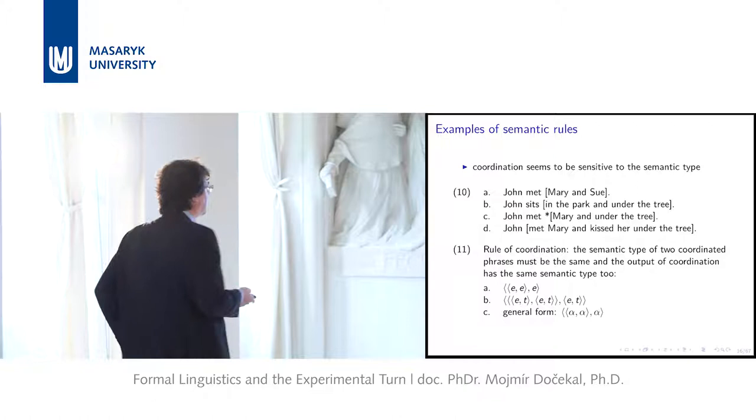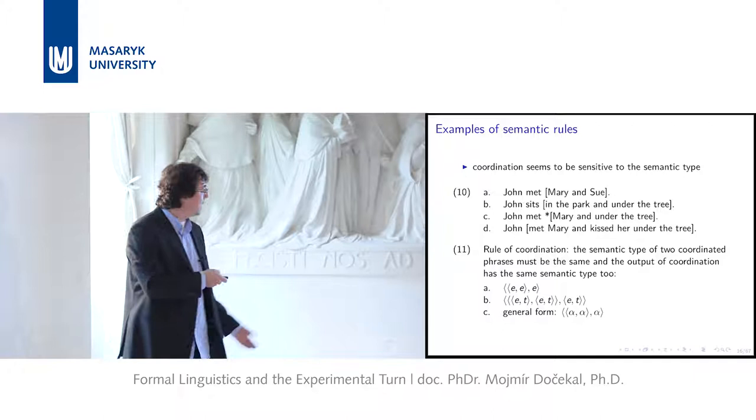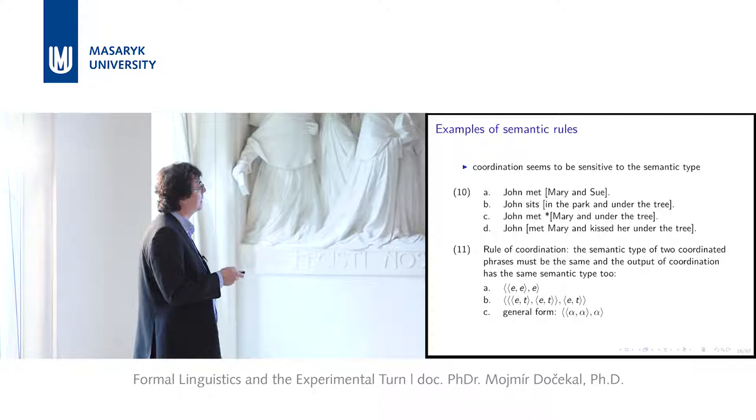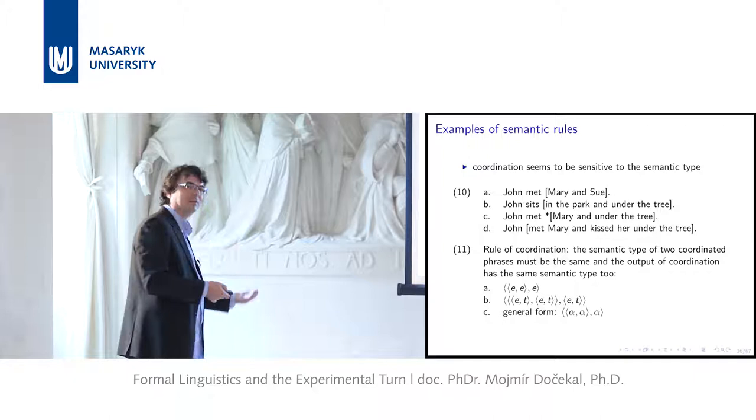And the general form then is something like this. You combine two types of any alpha type, and you get back alpha as the result of the coordination. And that's why 10C is bad, because Mary is of type entity, and under the tree is a set of points, and you cannot coordinate E and ET. You have to use two logical types of the same type. That's the explanation of why this is bad.